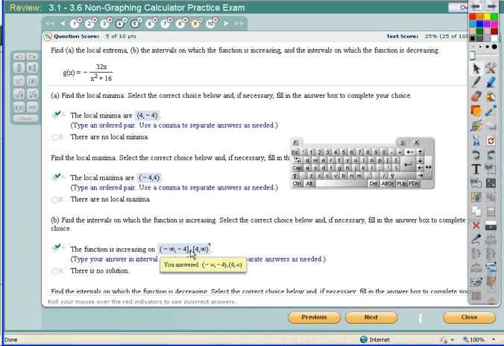So did you make the test question? Maybe I made the test question, because this is the one out of the book. Sure.